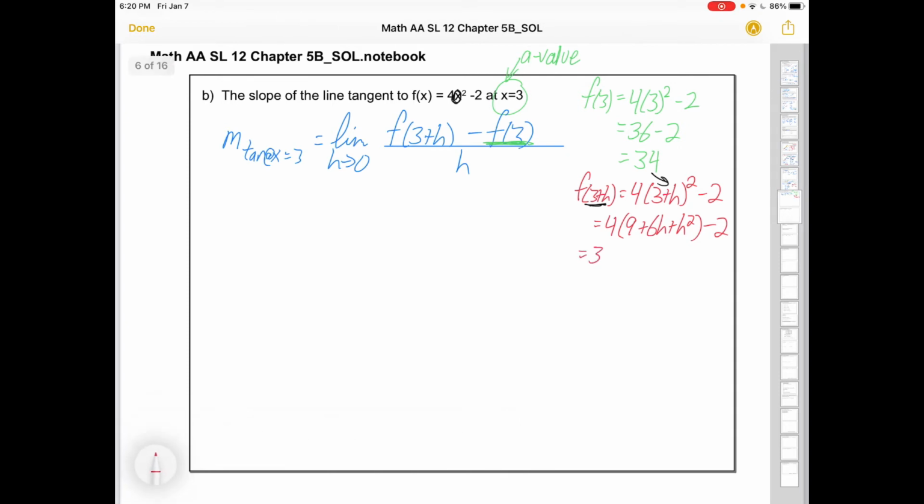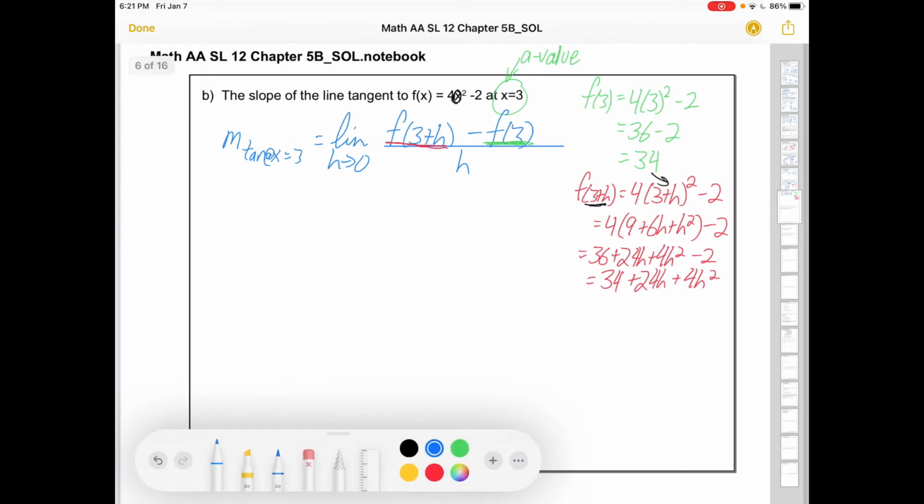Keep on working it through. That's 36 plus 24h plus 4h squared. You can see how you might make some silly little mistakes here, so we have to be careful. 34 plus 24h plus 4h squared. Okay, that's going to go in for f of 3 plus h.